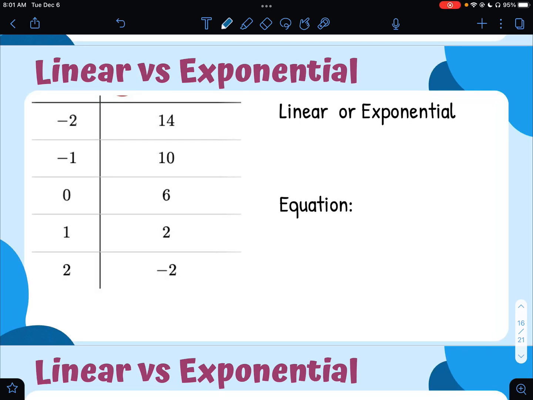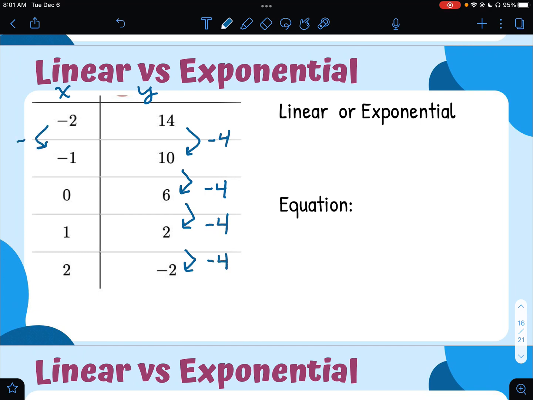For a table, we need to identify that pattern that we talked about. So we have our x values and our y values. When we look at this pattern, we say, how do we get from 14 to 10? You notice it is going down, but this would be minus 4. Well, what about from 10 to 6? Minus 4. 6 to 2, minus 4. 2 to negative 2, minus 4.